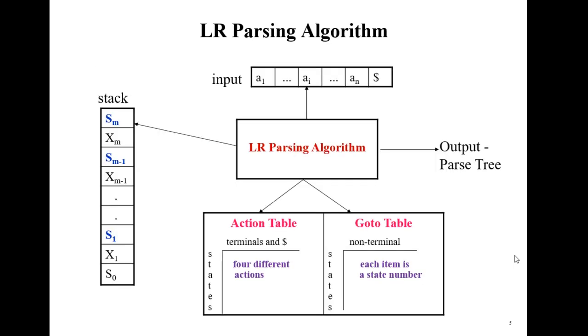This is the LR parsing architecture. Here we have an algorithm. This algorithm is common to SLR, CLR and LALR. This parsing algorithm uses the parsing table. In this parsing table, we have two parts. The first part is action table, second part is go to table. And in the stack, we have symbols and state numbers. Every symbol is followed by a state number. And it takes the input and creates the parse tree as the output for the accepted string.